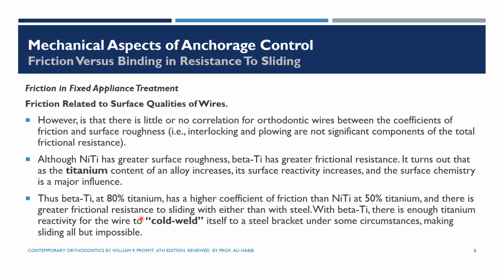So again, just to go back to the properties of the wires, we said that titanium wire, the beta titanium, is good for finishing at the final stages or the late stages of orthodontic treatment, and not for aligning and leveling or for space closure. That's why, because of this, the highest content of titanium, which is 80%.